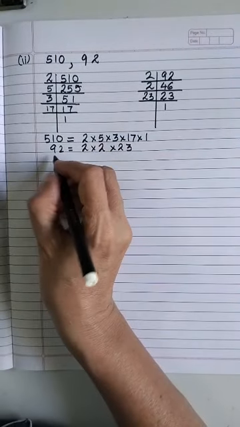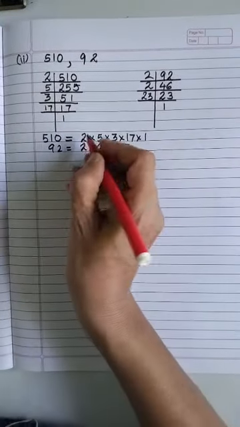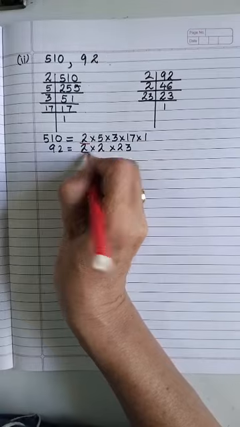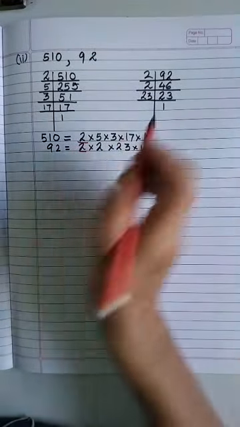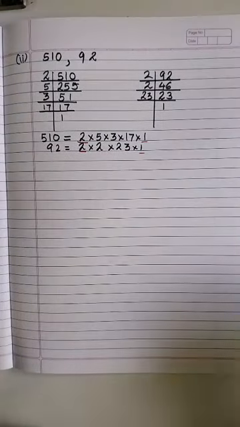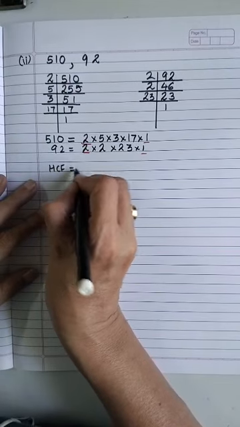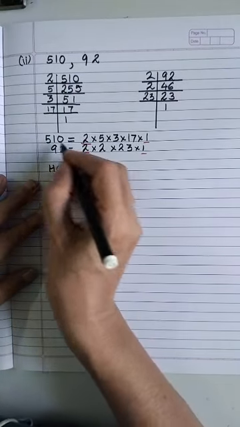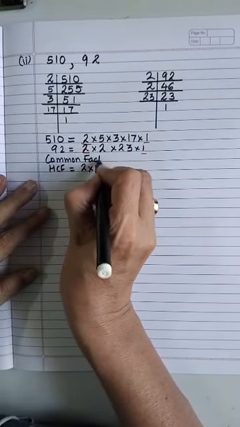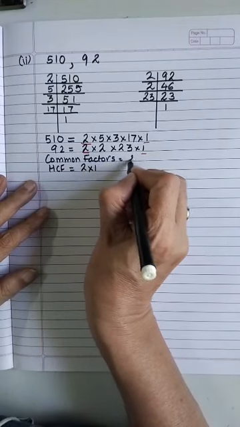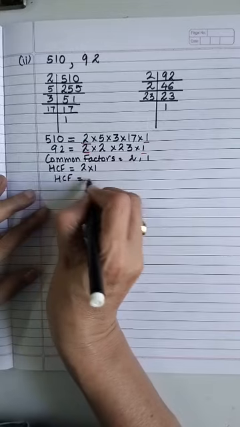First we will find the HCF. For that we will mark the common terms. 2 and 1 are the common terms. Here HCF is equal to 2 into 1, as the common factors are 2 and 1. So HCF is equal to 2.